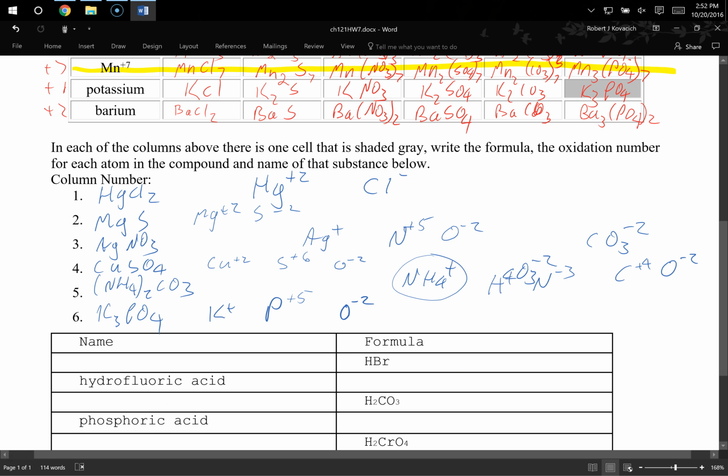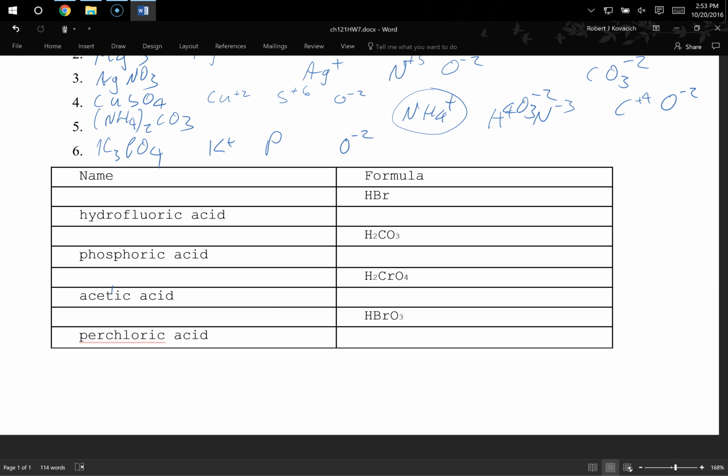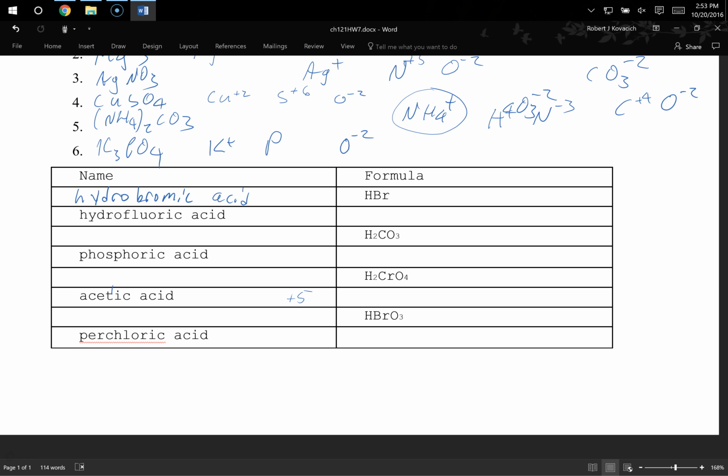Great. Okay, what do we got here for these guys? Yeah, this one's, why is this hydrobromic acid? There's no oxygen there, so I have to say hydro. And then I know it's an acid because it starts with an H, and it's bromine, so it's bromic acid.